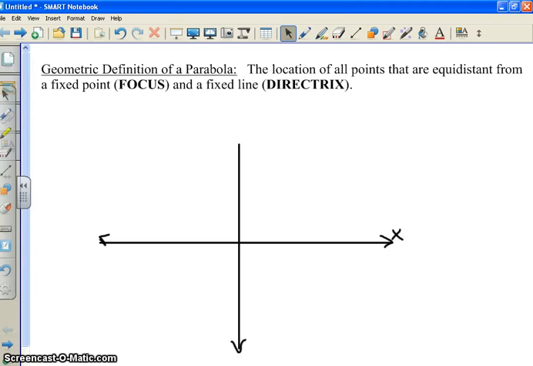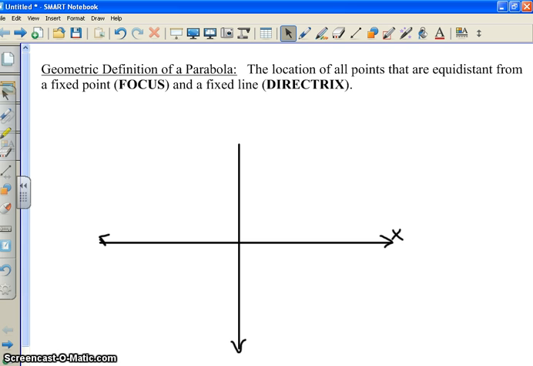Today we're going to look at the geometry of a parabola. If you recall from last year in geometry class with Mr. Sharp, you did something called locus, which is finding all the possible points that satisfy a given condition. Believe it or not, a parabola is actually a locus, and it is the location of all points that are equidistant, or the same distance, from a fixed point called the focus and a fixed line called the directrix.